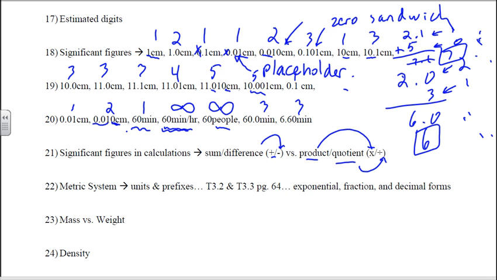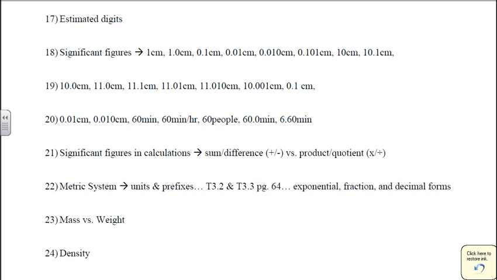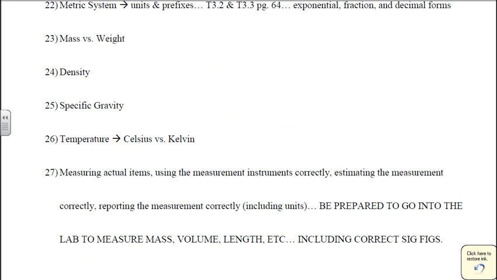So 22, the metric system. The metric system is going to be very important on the exam, really look at this carefully and make sure you're ready for it. So it says units and prefixes, and I say exponential, fraction, decimal form. Go to page 64 in your text and we'll look at a few things there. It's table 3.2 and 3.3. So the table at the top of the page and the bottom of the page.